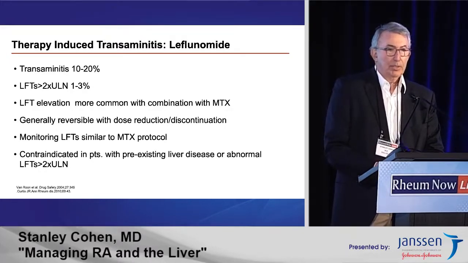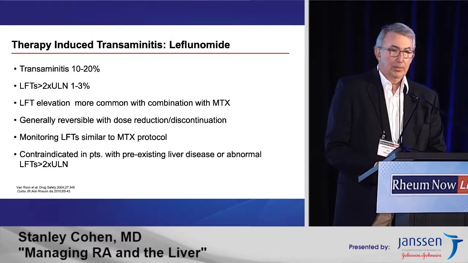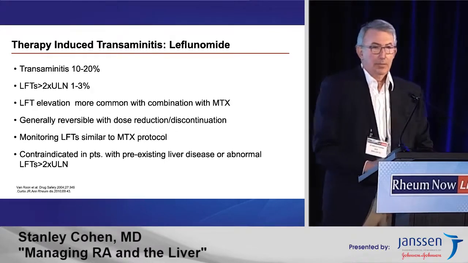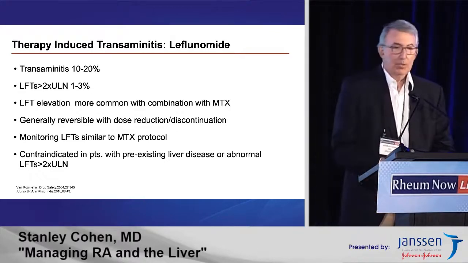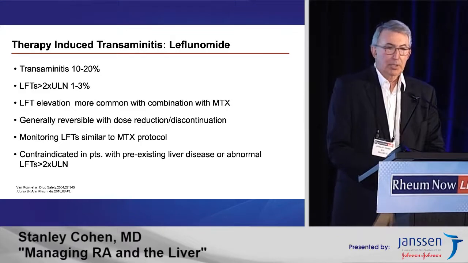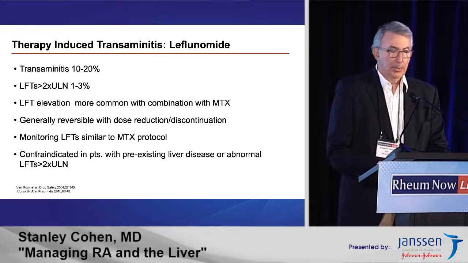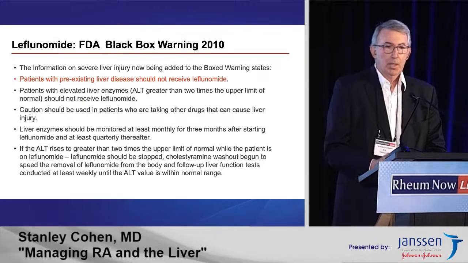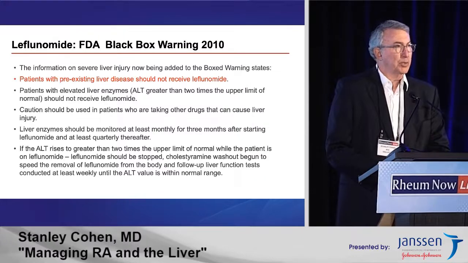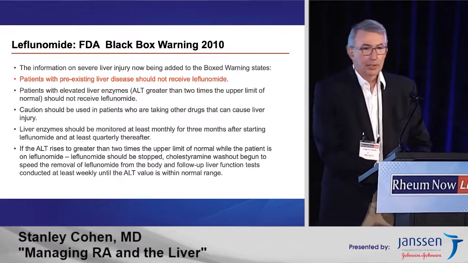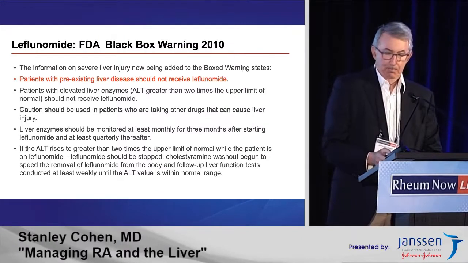Generally, by stopping leflunomide or lowering the dose, these things will resolve. We monitor the LFTs similar to the methotrexate protocol. Leflunomide's black box warning says it is contraindicated in patients with pre-existing liver disease or abnormal liver functions greater than 2 times the upper limit of normal. And this just shows you the black box warning. And just to remind you, patients with pre-existing liver disease should not receive leflunomide.